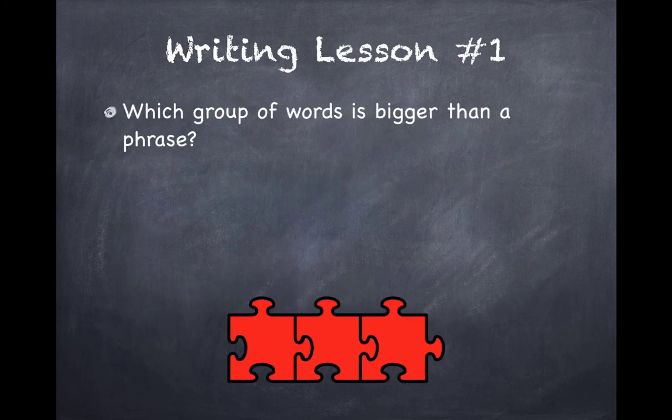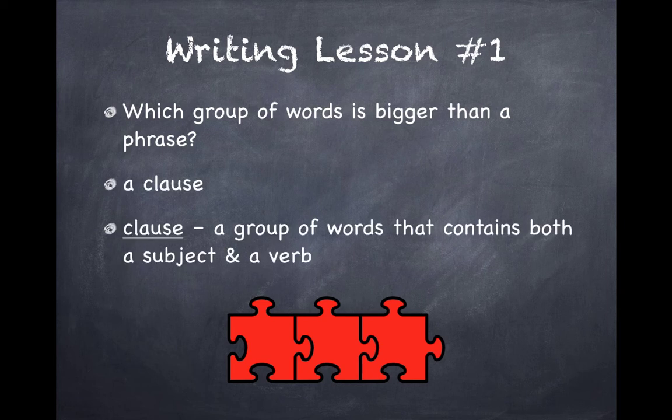Now, which group of words is bigger than a phrase? Again, we started off with word, we went to phrase, now get a little bigger. Do you know what it's called? A clause, that's right. Not a Santa Claus, but a clause that is a group of words that contains both a subject and a verb. So a phrase and a clause are both a group of words, but the difference is a phrase does not have both a subject and a verb, but a clause does.